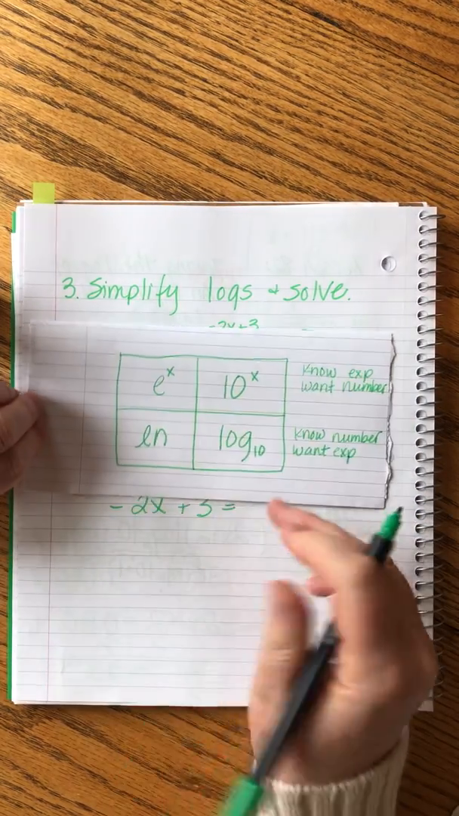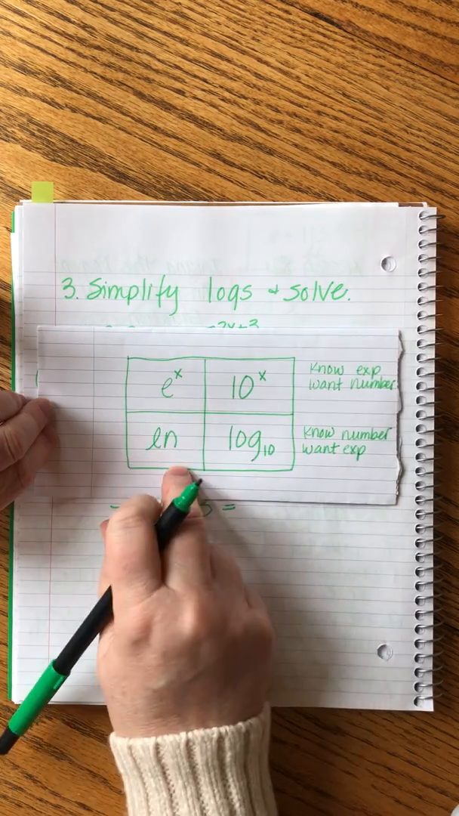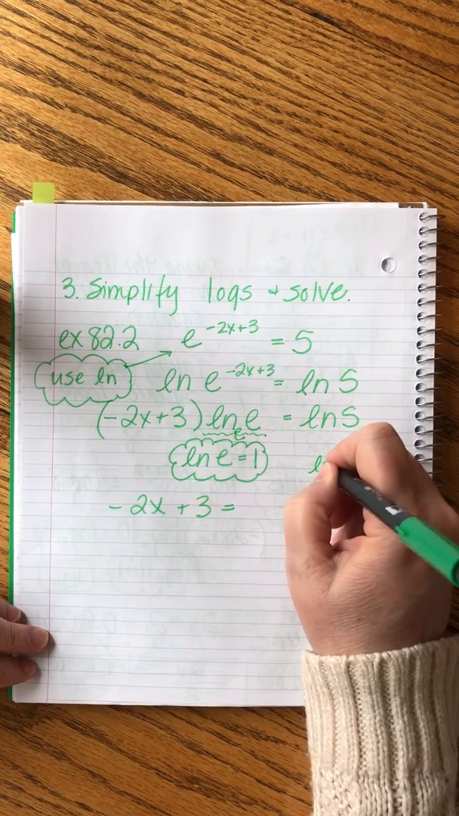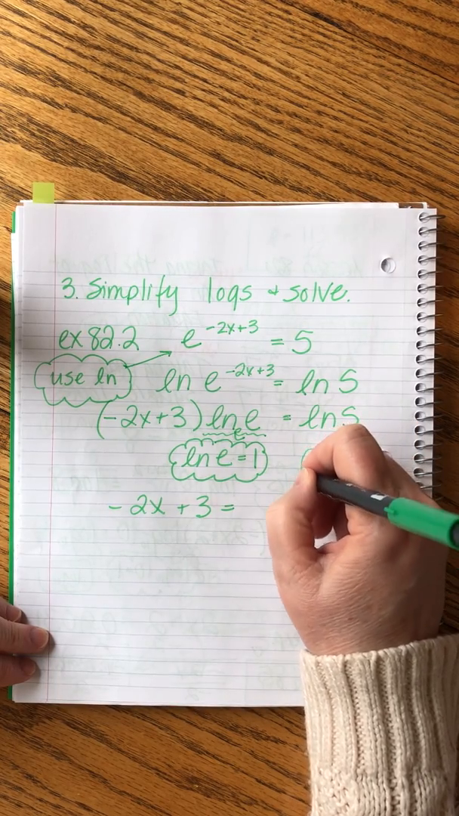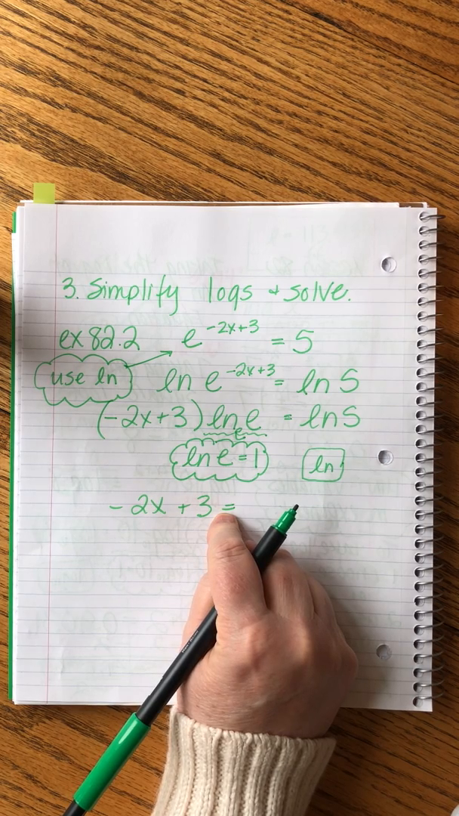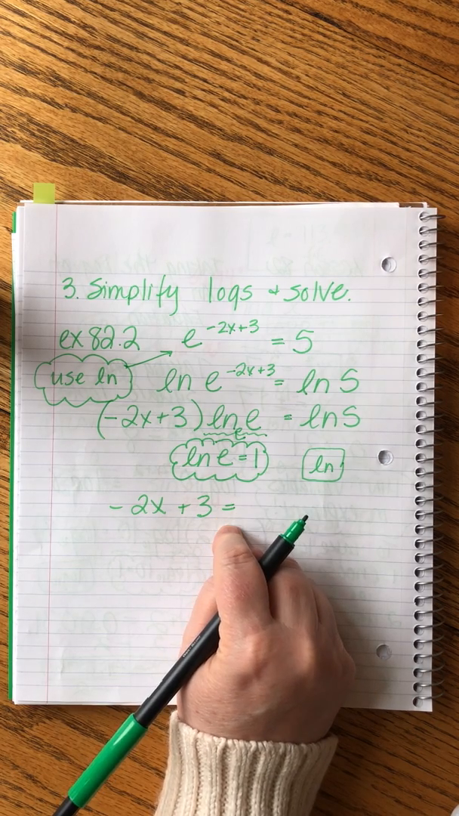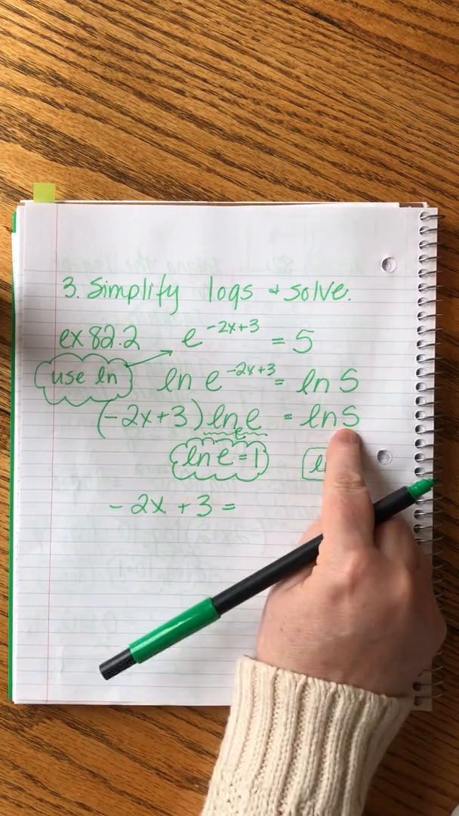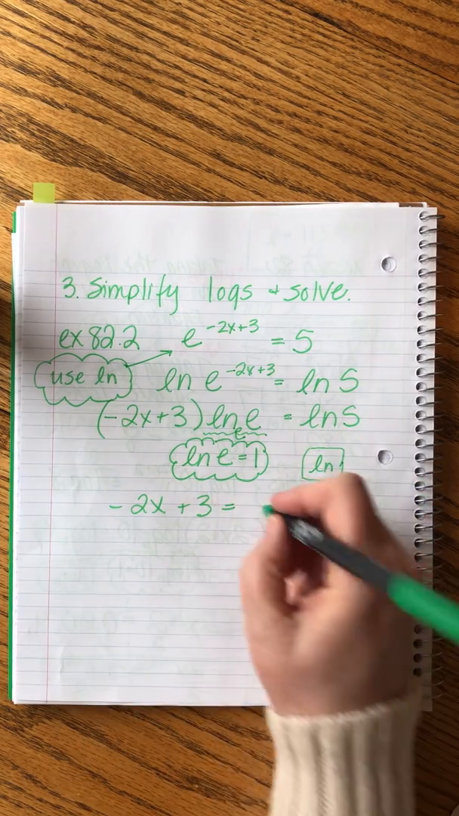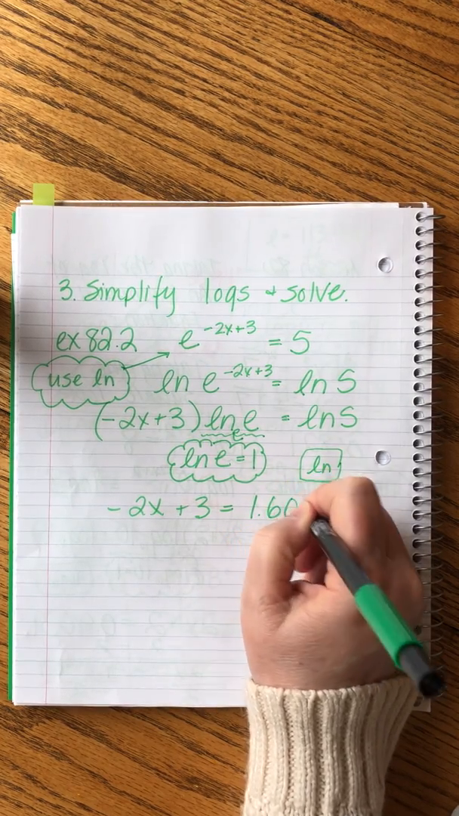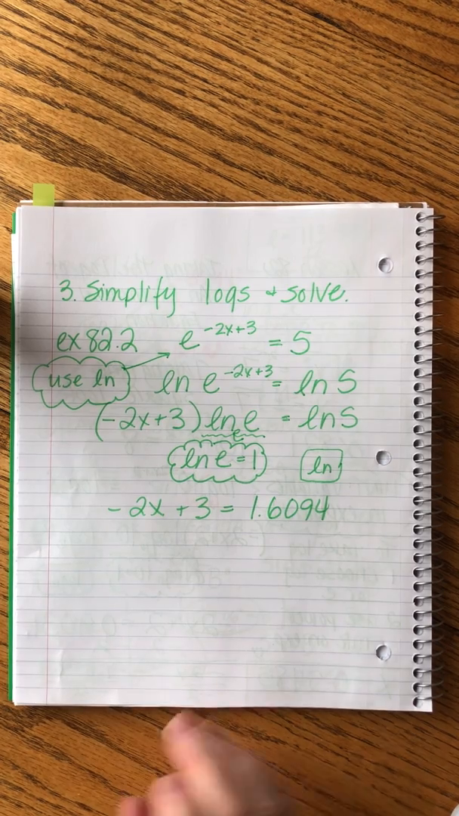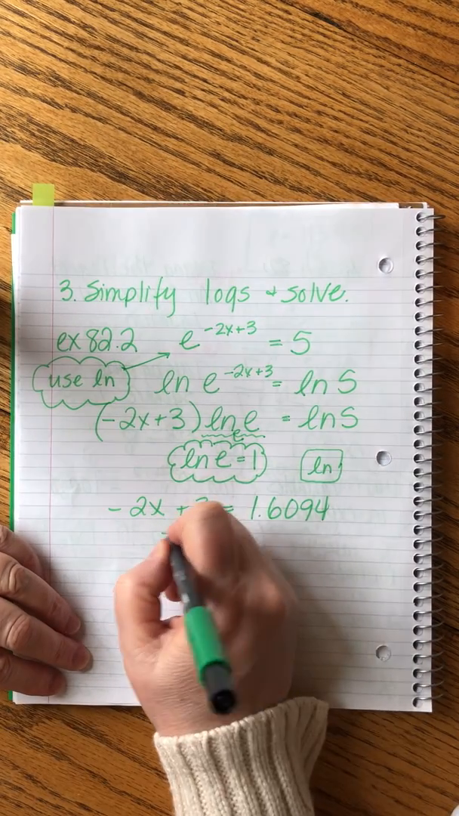Again, we can use a calculator. We'll want to use this button. So we'll enter 5, and then we'll use this guy, and we'll find that the value for, oh, yeah, natural log of 5. Okay. It is 1.6094. Beautiful, right? Now it's just algebra. Subtract the 3.